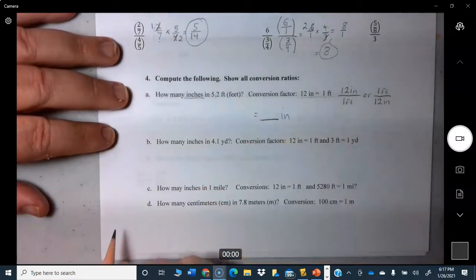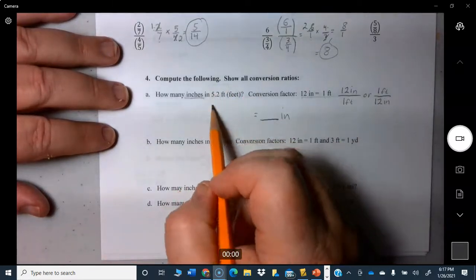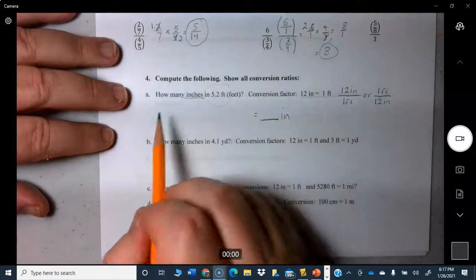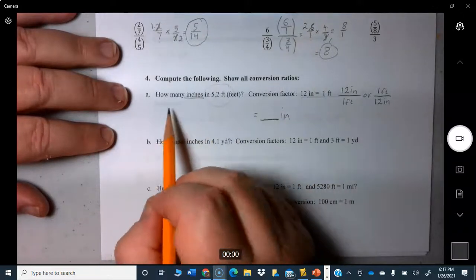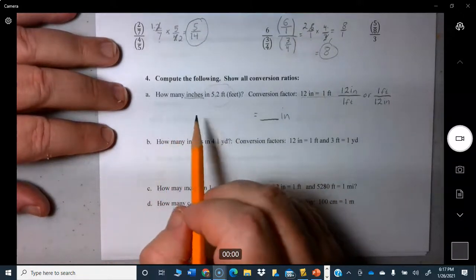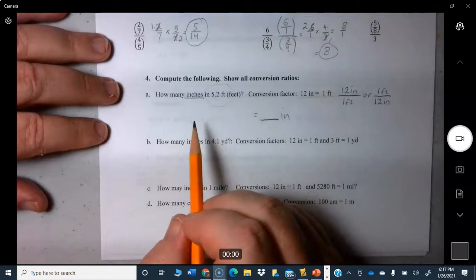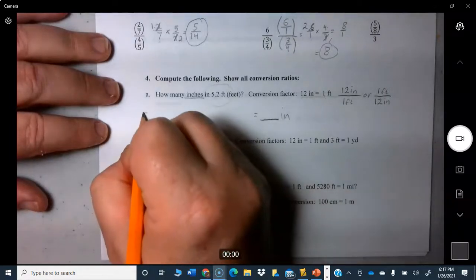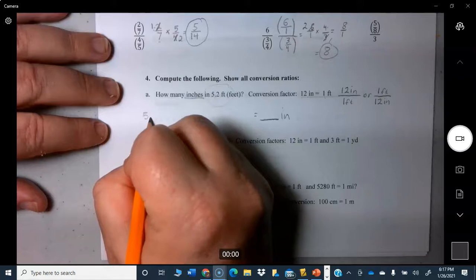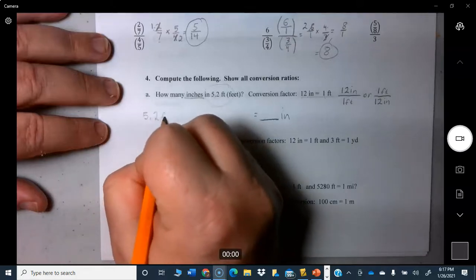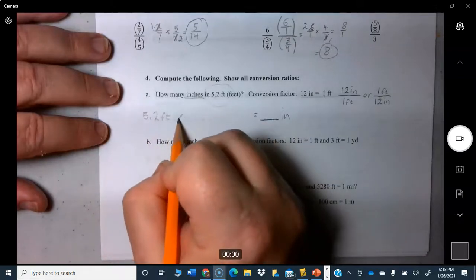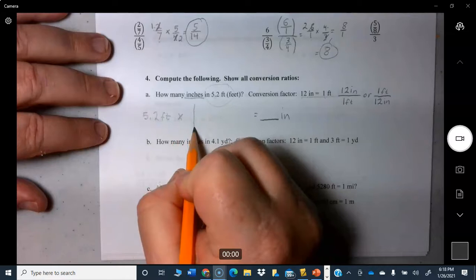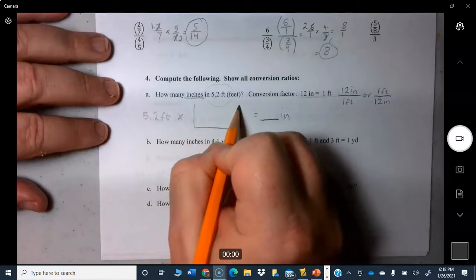Just like that. Now what do we start with? We start with 5.2 feet. So what you start with goes way over on the left. And I would usually, especially when we get into chemistry and you may have 3 or 4 conversions in a single problem, leave a lot of space in the middle. So I'm going to come over here and write 5.2 feet. Okay, and then what I'm going to do is, you don't have to do this, but I usually like to do it. It kind of makes it like a worksheet.